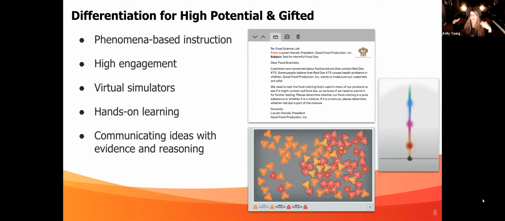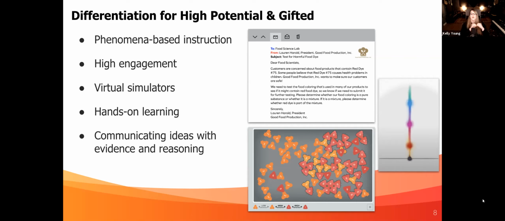And I go through this scenario. There's this dye. We need to test this dye. And it starts off with something as simple as a chromatography test on a food dye. And from there, you start looking at the molecular structure of that food dye.